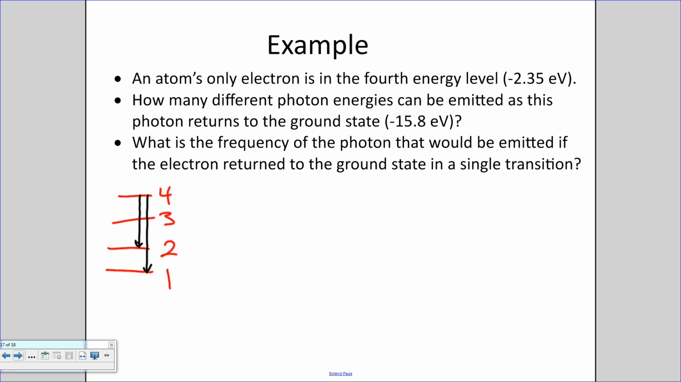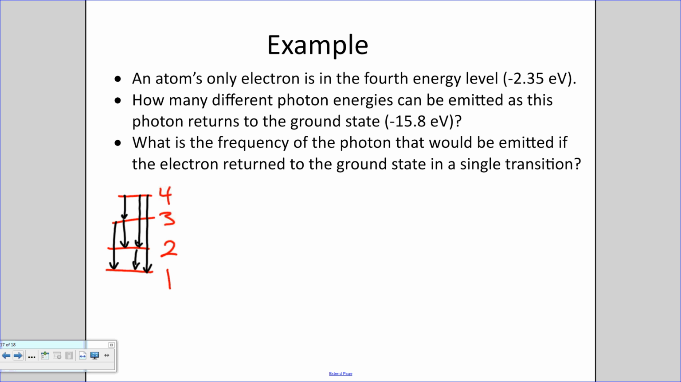Now, if it's on 2, it's going to go from 2 to 1. It can go from 4 to 3. Now, if it's on 3, it can go from 3 to 2 and 2 to 1. We've already had that arrow, though. Or it can go from 3 to 1. Okay, so it can drop down in any number of ways. And every electron will be different. If it's giving off energy, it's going to give off a variety.